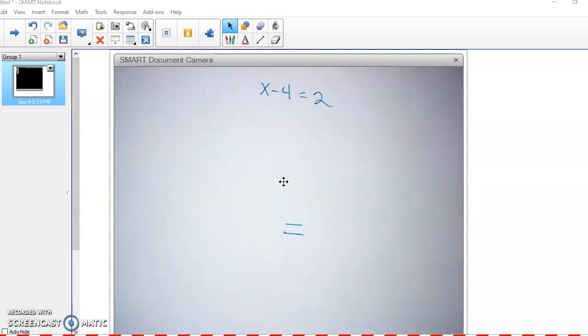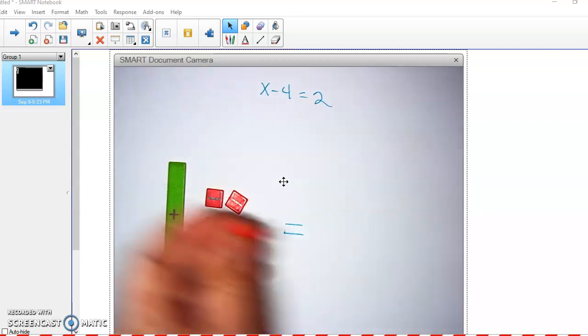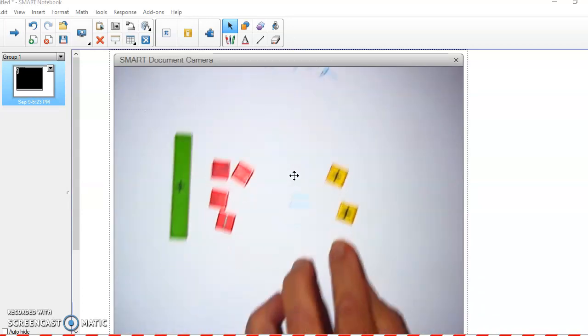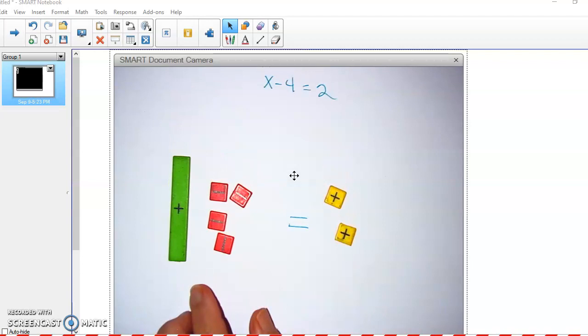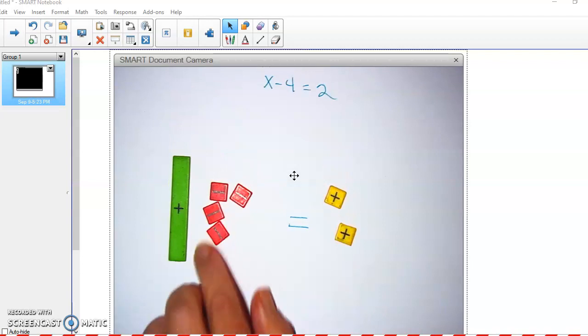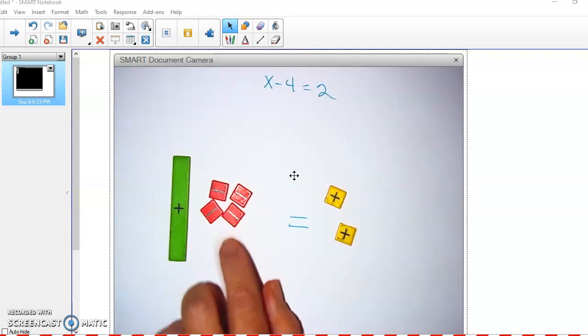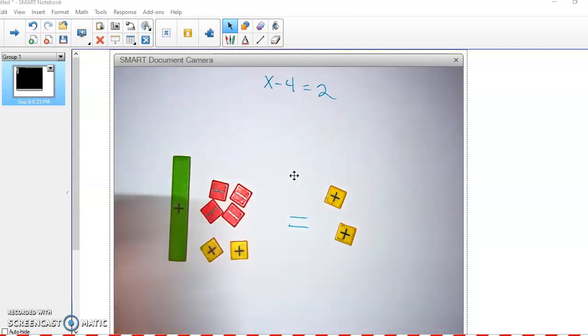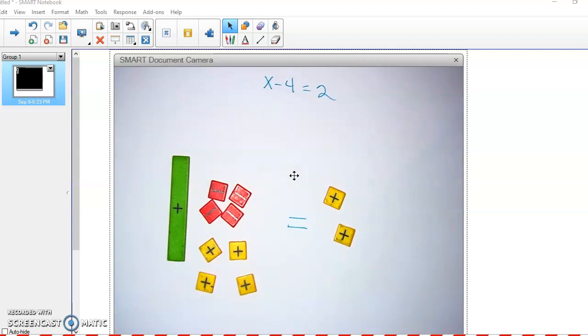x minus 4. So there's my x minus 4. Equals 2. So there's a positive 2. So x minus 4 equals 2. I want to isolate the variable, so I want to undo this right here. So I'm going to do the opposite. So I'm going to create 0 pairs. So if these are 4 negatives, I'm going to have to do 4 positives. Whatever I do to one side, I have to do to the other. So I added 4. I'm going to add 4.